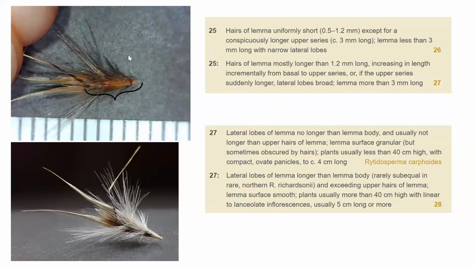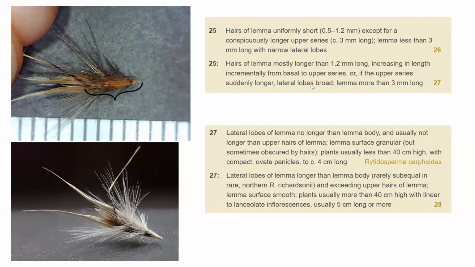Okay, next step. Hairs of lemma uniformly short, except for a conspicuously longer upper series. Lemma less than 3 mil long. So I had to measure this before. There's our 3. These are in mil increments.